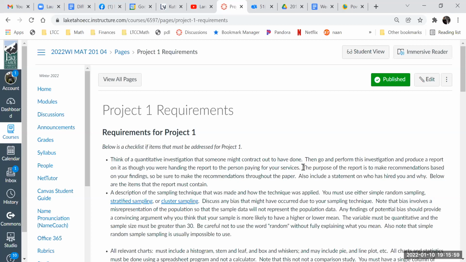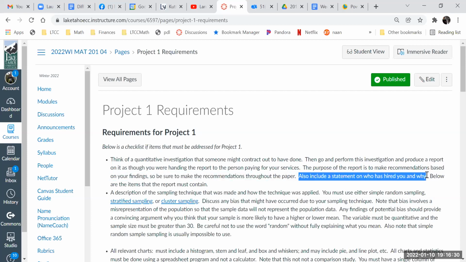Okay, the purpose of the report is to make recommendations based on your findings. That's the whole point of the report. And the findings are going to be the statistics, by the way. So you're going to get statistics, and then based on each individual statistic, you're going to make a recommendation to your client. So make sure you make recommendations throughout the paper.